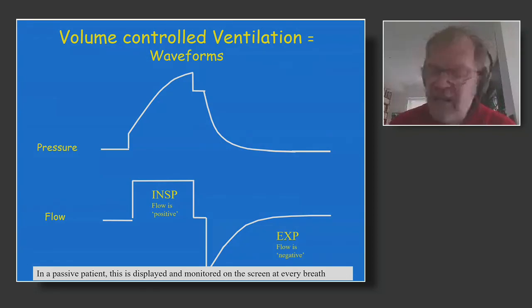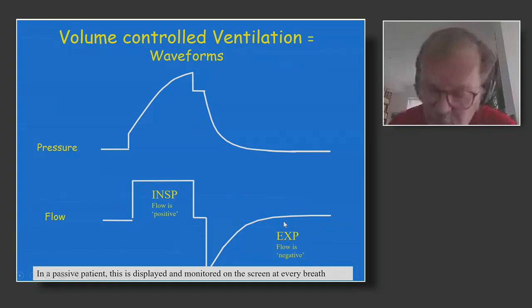So this is an example of volume control where, as you can see, the flow is a square, which means that the flow is constant during the insufflation. The expiration is completely different because it's passive, and it looks like an exponential decay, an exponential curve.